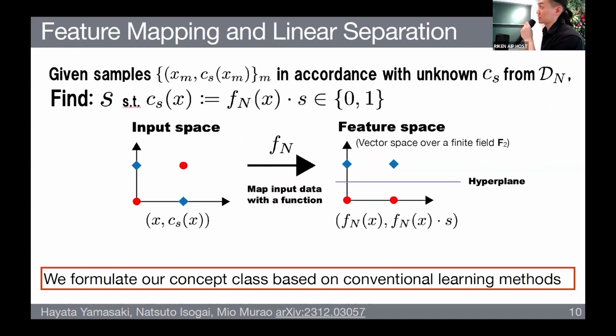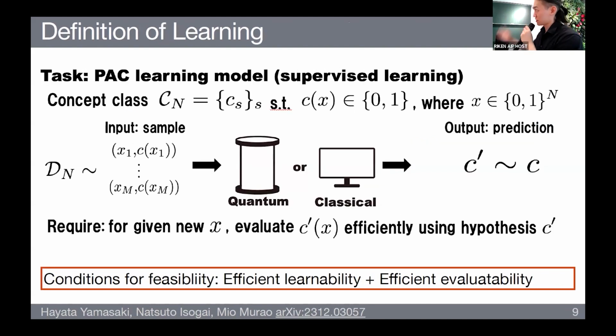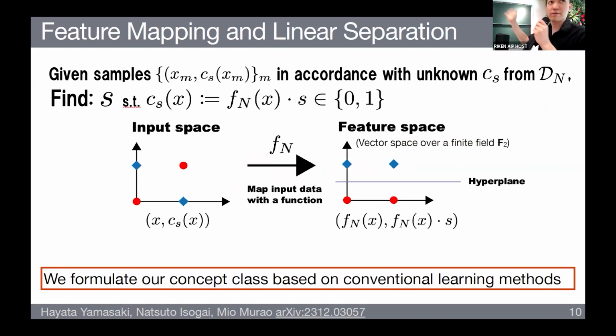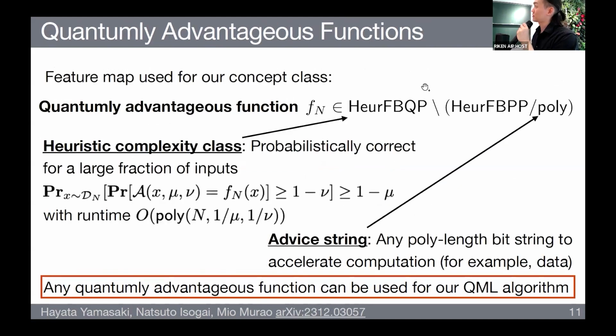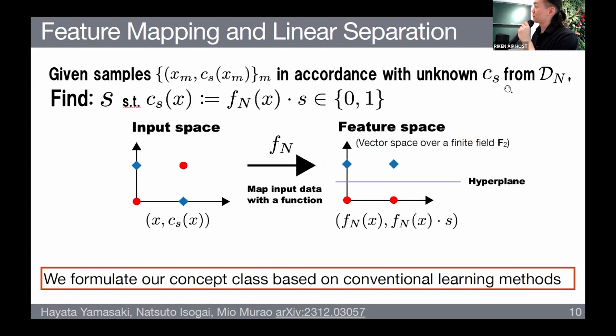So that's a setting, but this is a general setting. We consider a more specific setting motivated by what is going on in actual machine learning. So we consider a setting motivated by feature mapping and linear separation. In PAC learning, input-output pairs of samples are given according to some data distribution with some unknown concept C parameterized by an unknown parameter S.